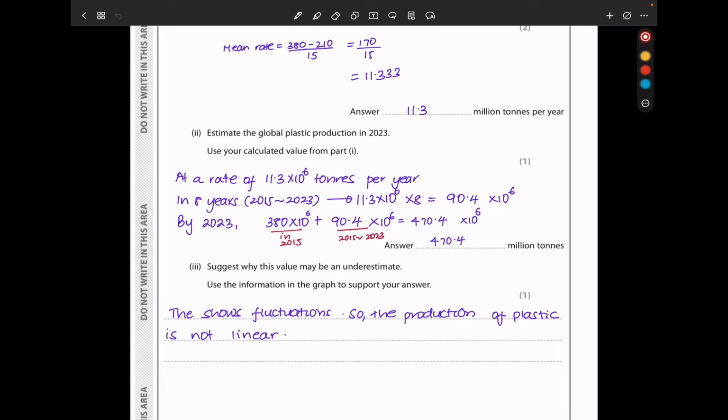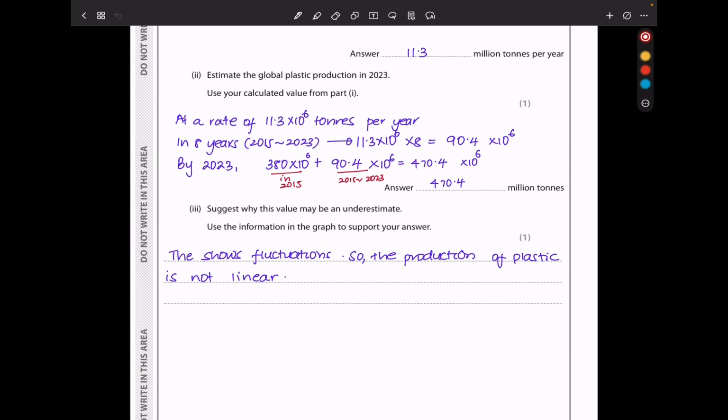Now to find the total, which is going to be that produced until 2015 plus that produced in the 8 years until 2023, that gave me 470.4 times 10 power 6. Writing this in million tons, it's 470.4 million tons. So that's my answer. And next I suggest why this value may be an understatement. Use the information in the graph to support your answer.